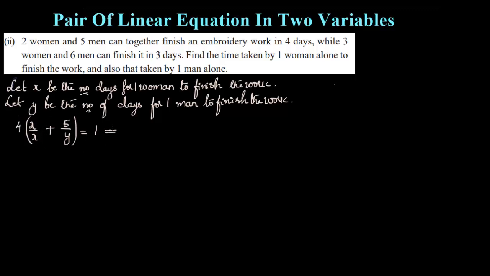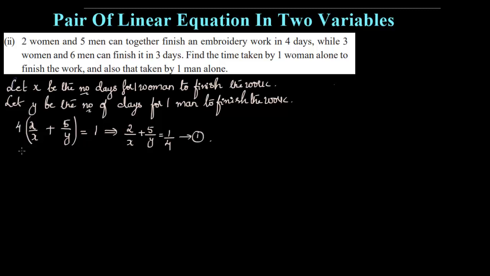Then if I simplify it a little better, it will be 2 by x plus 5 by y is equal to 1 by 4. This 4 will be cross multiplied, so it will go to the denominator. So this is your first equation.